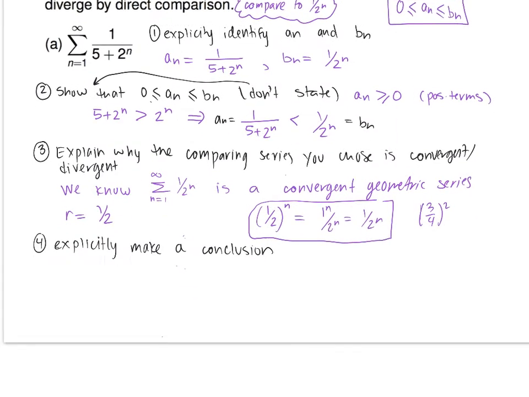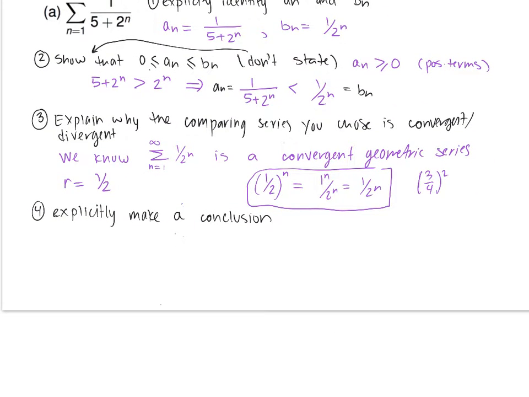Is there a reason you have to do steps 2 and 3 in that order? It seems like you could do it the other way and still get the same answer. It doesn't matter. As long as you have all these components here, it doesn't matter what order they're in necessarily. So the conclusion probably should be last, and the a and b should probably be first, right? But you could say, I'm comparing to the sum from n equals 1 to infinity of 1 over 2 to the n, which is a convergent geometric series. Does that make sense?